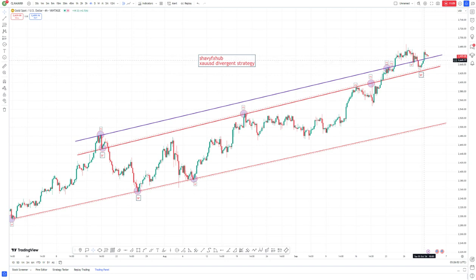Technically, the market swept liquidity at this level. The reason is because break and retest is not 100% guaranteed. If you fail to understand liquidity buy zone, liquidity sell zone. So this is a buy zone.